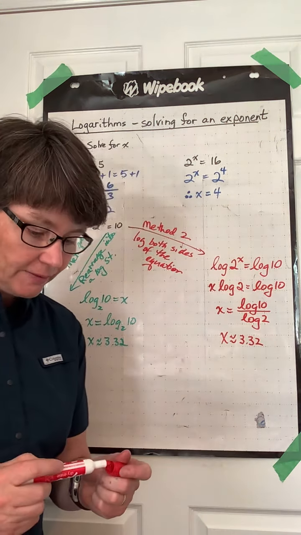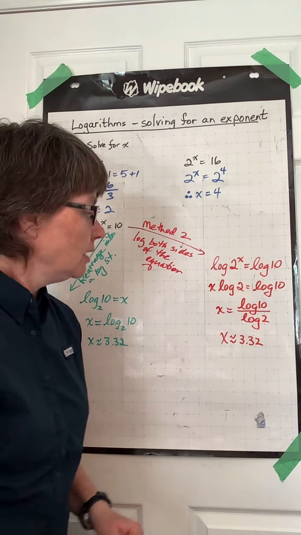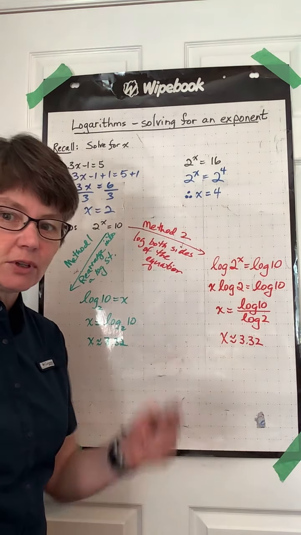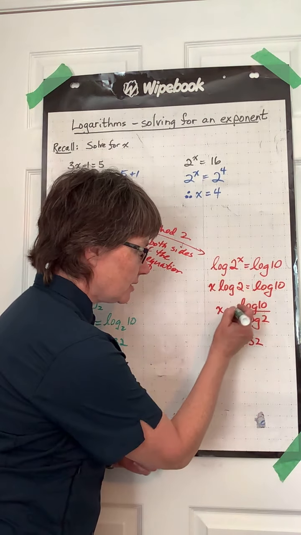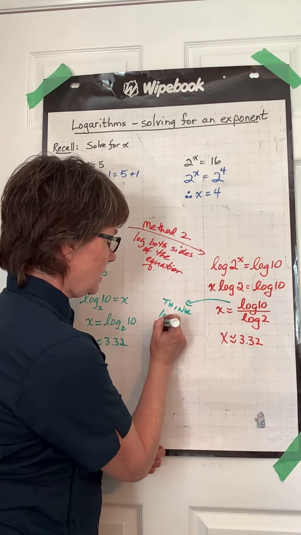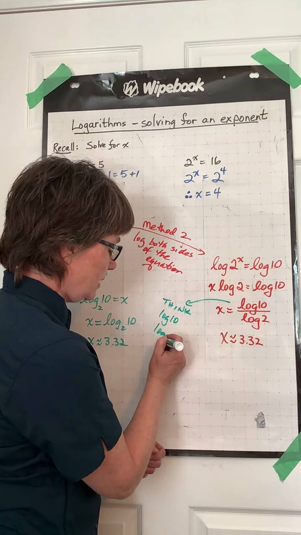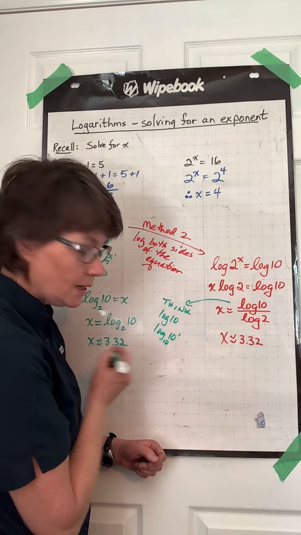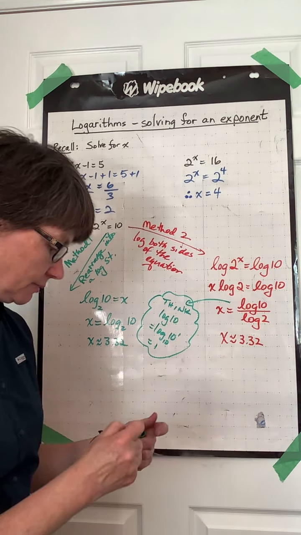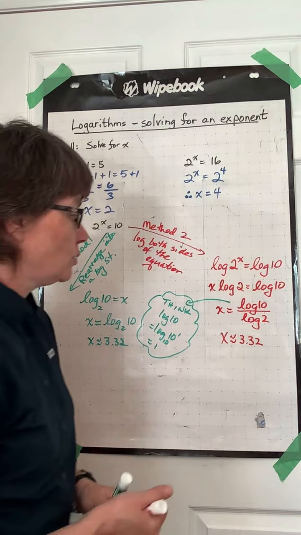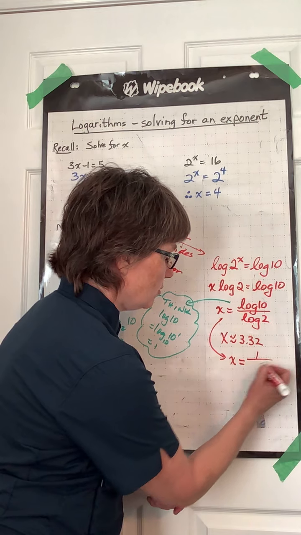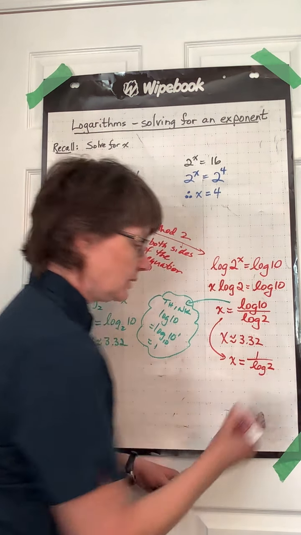However, if this is a non-calculator question, you should be able to notice here that log 10 is a special number. It's one of those counting-by-logs numbers. So let's think about this for a moment. Log 10 is actually log base 10 of 10 to the power of 1, and that's actually equal to 1. So if this is a non-calculator question, you want to be able to simplify this a little further. x equals 1 over log 2 in this case.